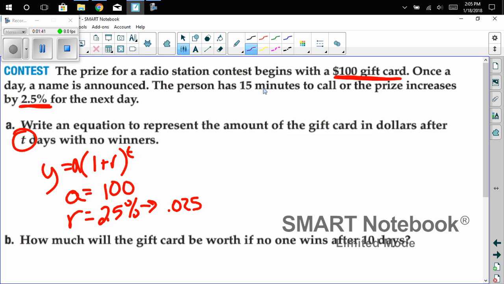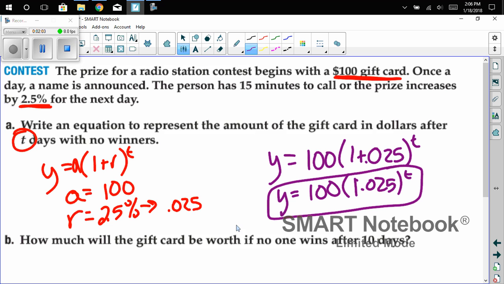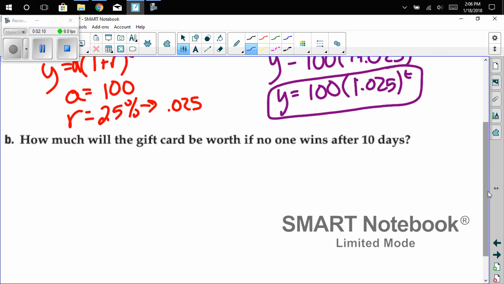So then our equation is going to be Y equals 100 times 1 plus 0.025 to the T. And we can simplify this down to get 100 times 1.025 to the T, just by adding those things. So this is the equation with T as our time still. Okay, now we go down here to the next part. Okay, this is where we're actually going to put a day in. How much will the gift card be worth if no one wins after 10 days?